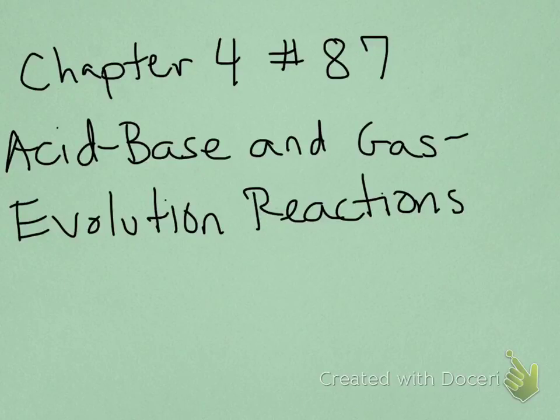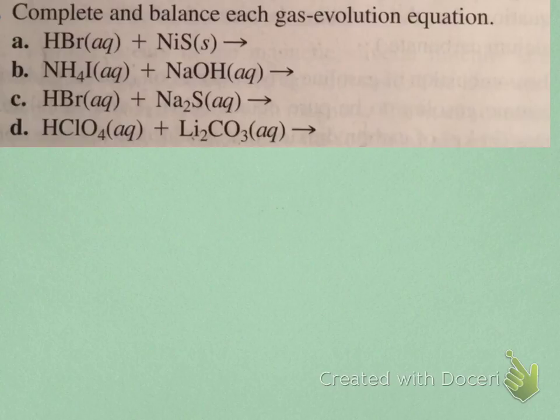In this video, we're going to talk about acid-base and gas evolution reactions. I'm actually going to do number 87 from chapter 4, which is a gas evolution reaction example. So 84 asks to complete and balance each gas evolution equation. You are given the reactants and you need to determine those products.